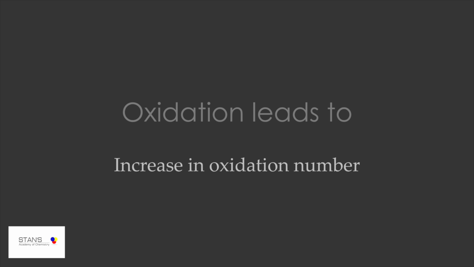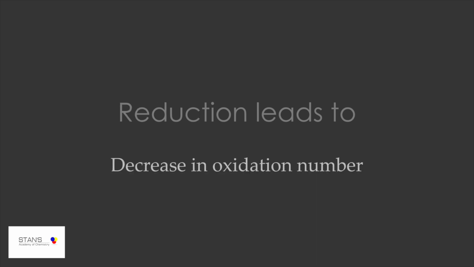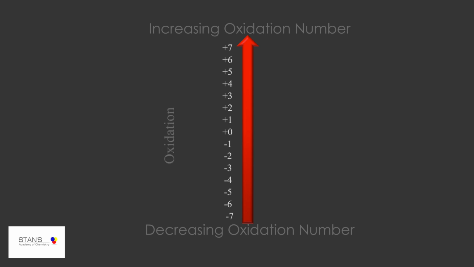Oxidation leads to an increase in oxidation number, and reduction leads to a decrease in oxidation number. So this can be a generalization which can be used while trying to identify oxidation reactions and reduction reactions. Here is a graphical representation. Oxidation number increases when there is oxidation, and oxidation number decreases when there is reduction. That is the premise on which we will be proceeding.